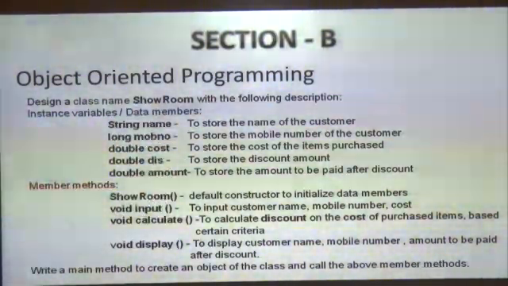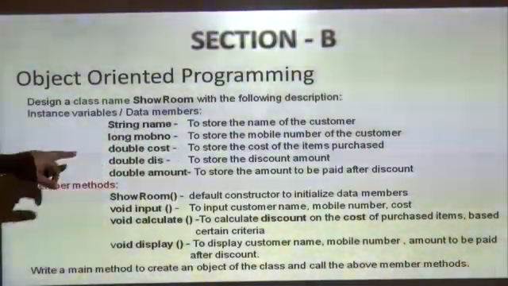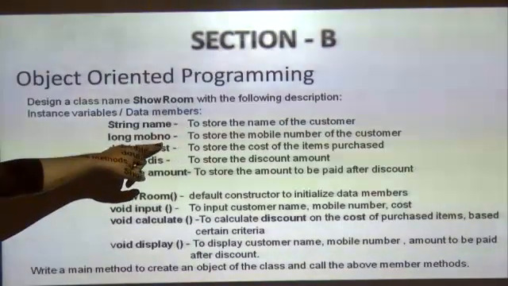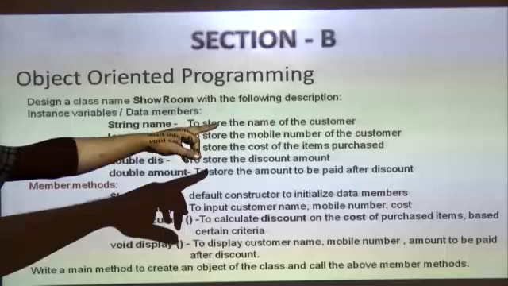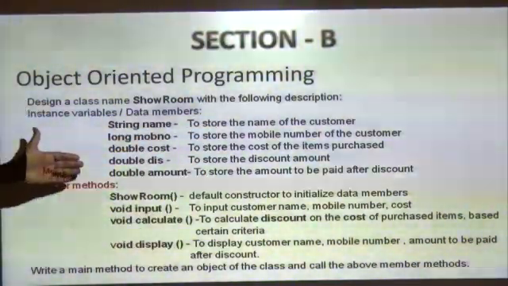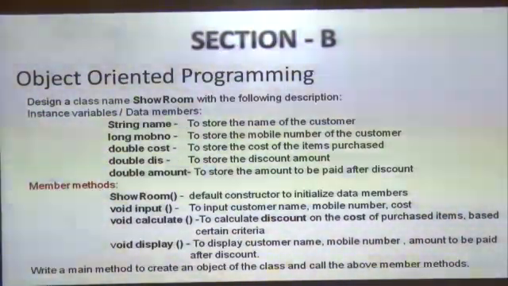So obviously you're going to get the name of the customer as an input in some function, and then the value will be stored in a variable called name, which will be of string type. Similarly, if you look at the second one, the data type is long. Name is mobno. Obviously from the name you make out that it is mobile number, to store the mobile number of the customer. So if you look at the question, the important information is given to you: the name, the data type, what you're going to store in the variable, what functions you're going to do.